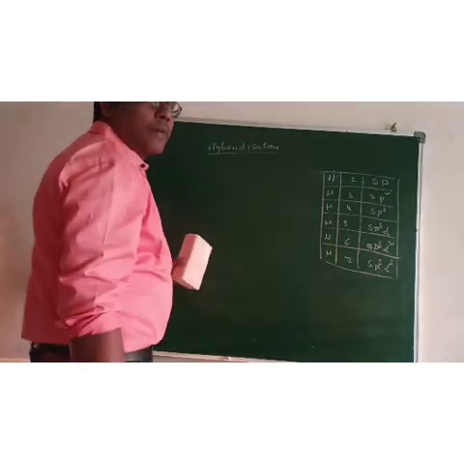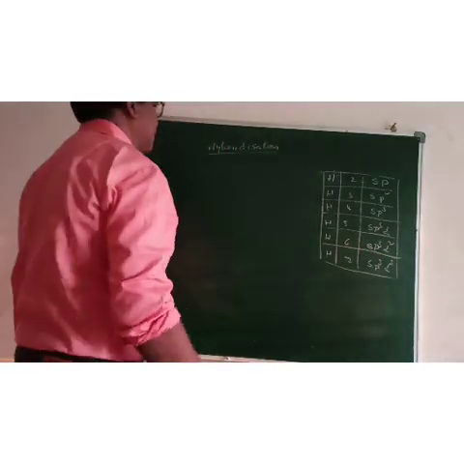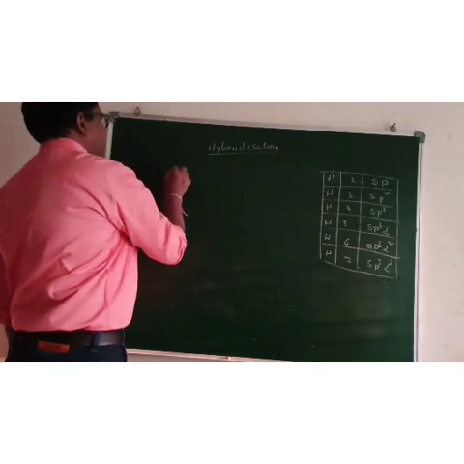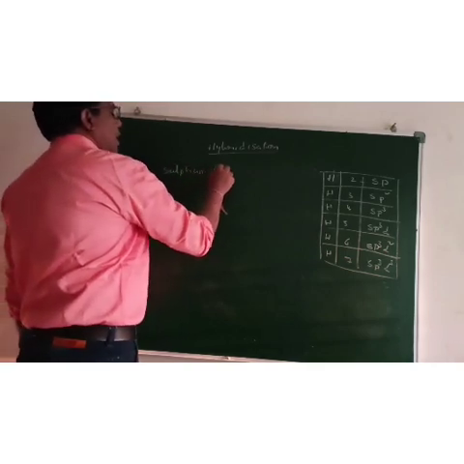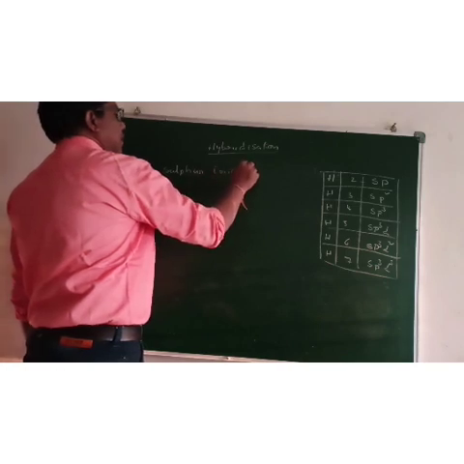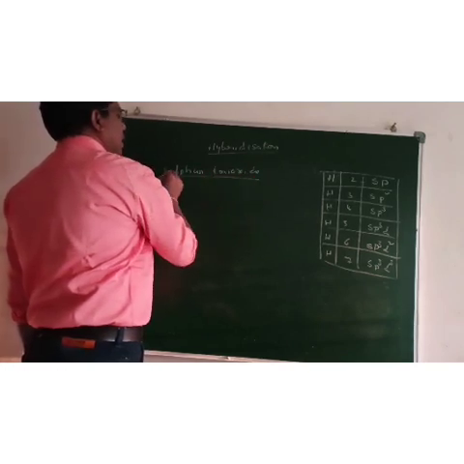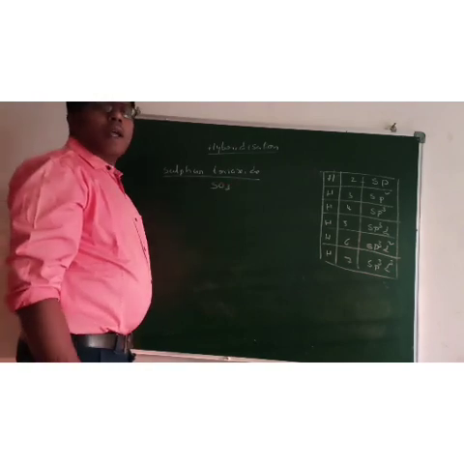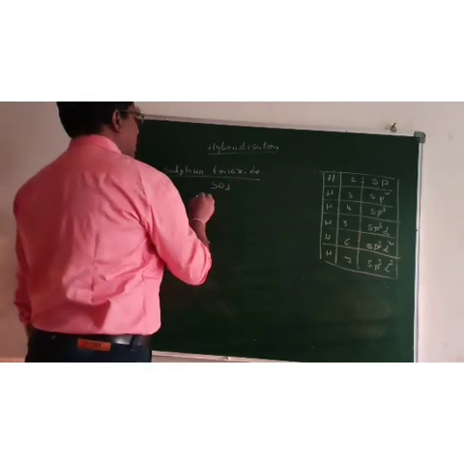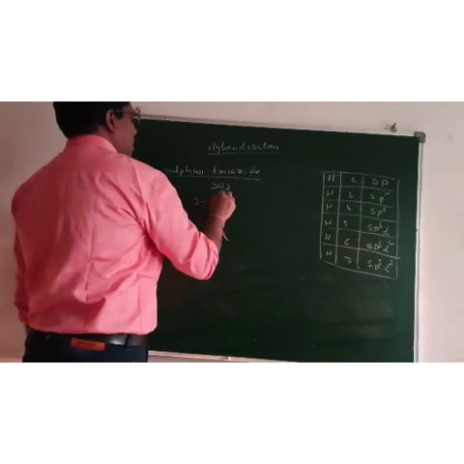Next, take another example, sulfur trioxide. So the formula of sulfur trioxide is SO3. The central atom is sulfur. Now we write the electronic configuration of sulfur. Its atomic number is 16.